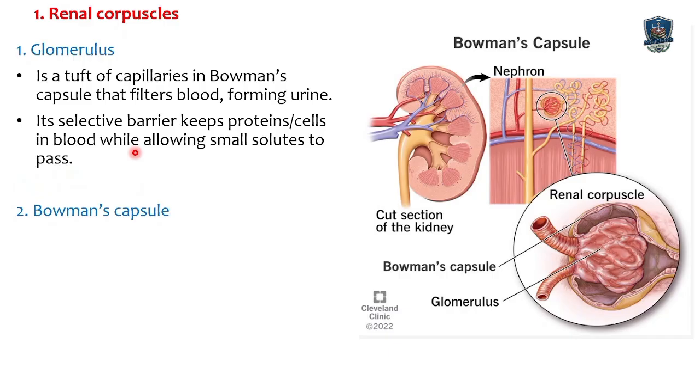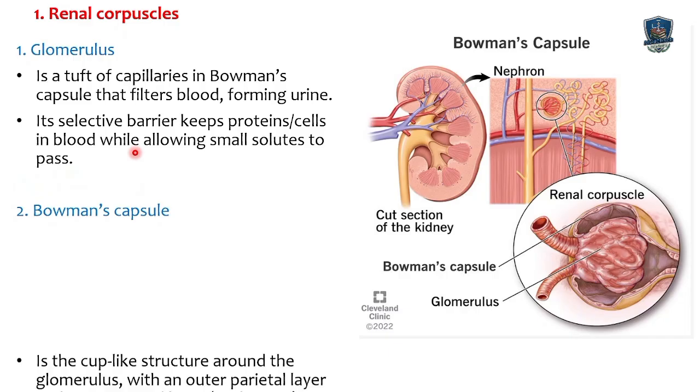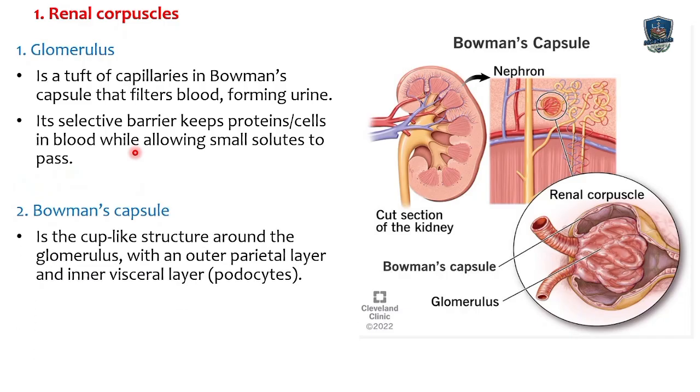That being said, we also have our Bowman's capsule, the cup-like structure. It is a cup-like structure around the glomerulus, with an outer parietal layer and an inner visceral layer, and the inner visceral layer has the podocytes. As you can see, you can see these swollen areas here. So that's the visceral layer composed of the podocytes, and the outer parietal layer, which tends to be very thin. I can say its epithelium is simple squamous, very thin epithelium, so that the filtration process can be much easier.